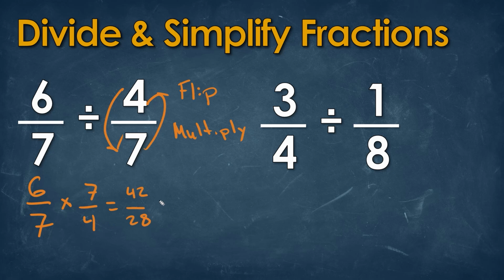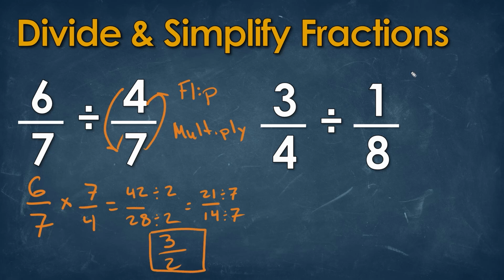Now we can simplify this out. We know that we can divide top and bottom by 2, and if we do that, we're going to get 21 over 14. And we can actually simplify that out again. It looks like we can divide top and bottom by 7. And if we do that, we will get 3 over 2, and we're going to leave our answer just like this.